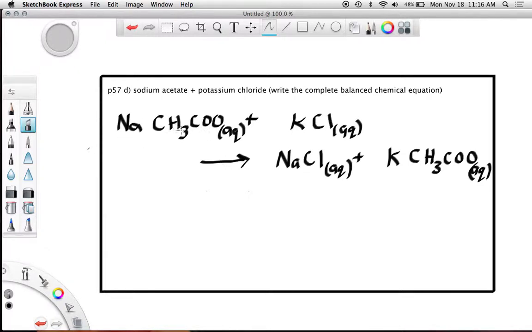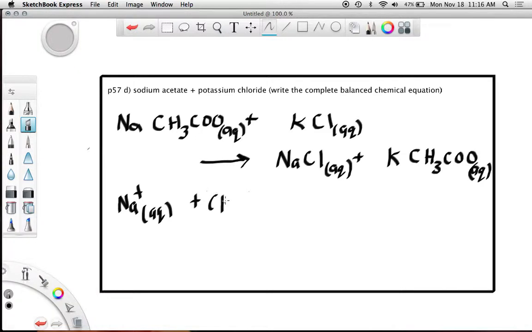So if I was to write this, aqueous just means water gets in between those two. So if sodium acetate is soluble, it means that when I put it in water, water takes that sodium and pulls it apart. And it takes that acetate and it pulls that apart. And what we actually end up with is sodium by itself, surrounded by water. That's what AQ means, aqueous.